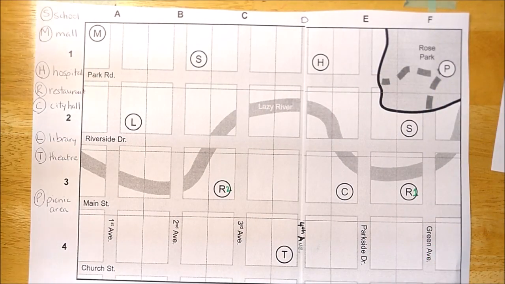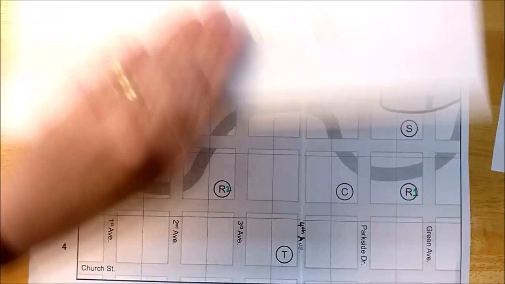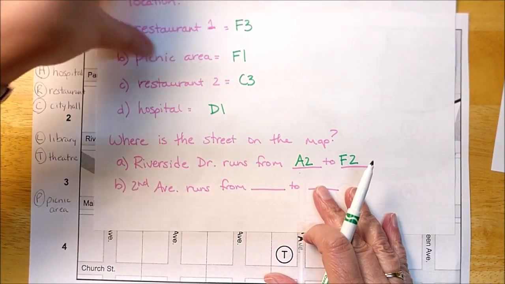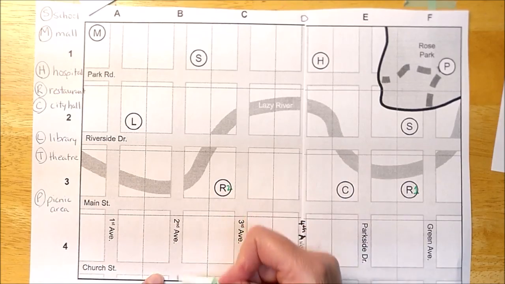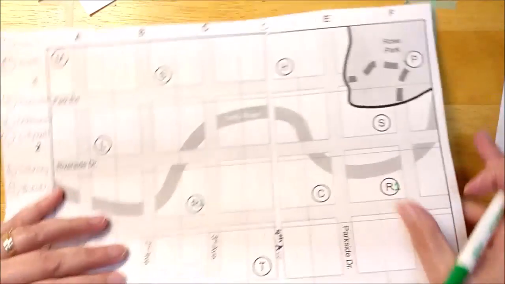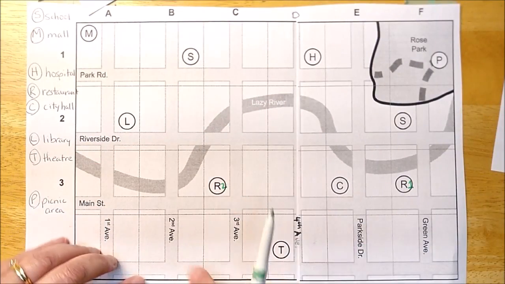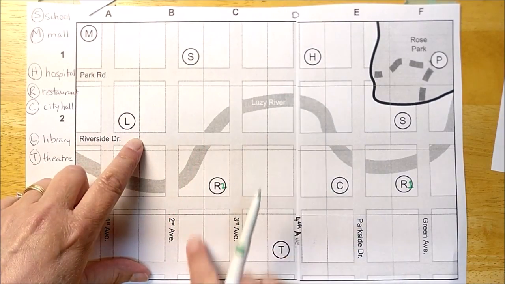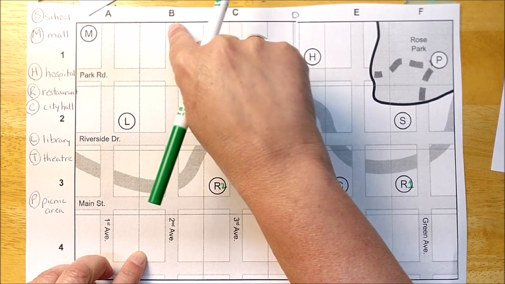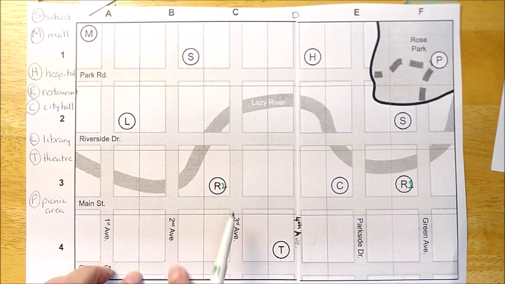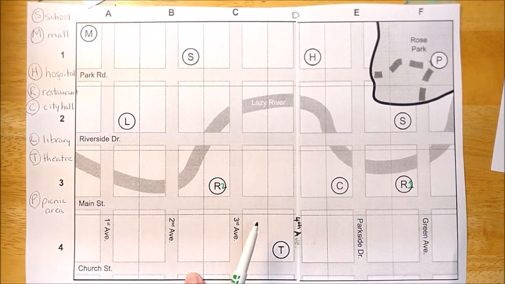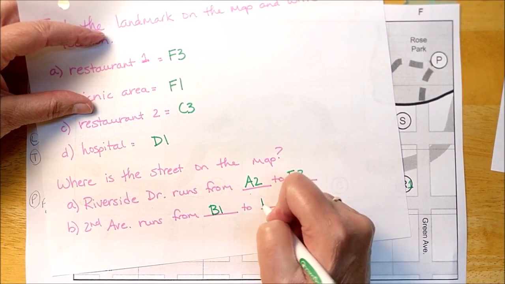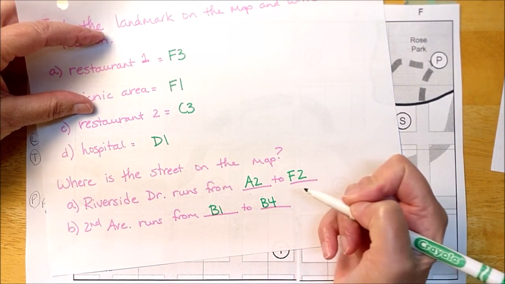Our next one says, where does Second Avenue run from? So we have to find Second Avenue, which is right here. Whoops, moving my map all over the place. Second Avenue is right here, so it's in the B column, and it runs from the very top, B1, all the way down to B4. So I'd have to say that Second Avenue runs from B1 to B4.